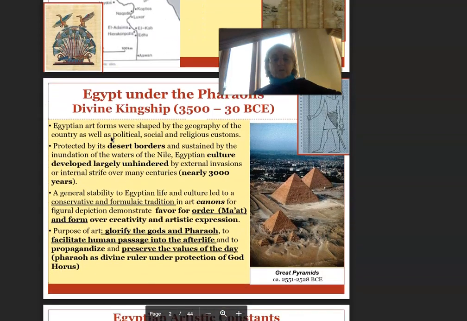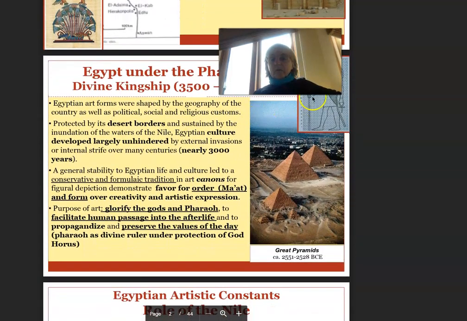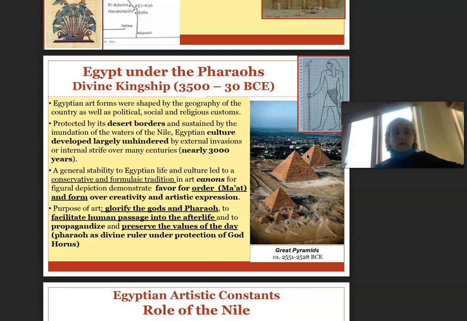So Egypt under the pharaohs, please be aware that the river and its desert location actually protected the culture for nearly 3,000 years. The purpose of art in Egypt was to glorify the gods and the pharaoh and to facilitate human passage into the afterlife. It was also to preserve the values of the day. The pharaohs were thought of as divine rulers.